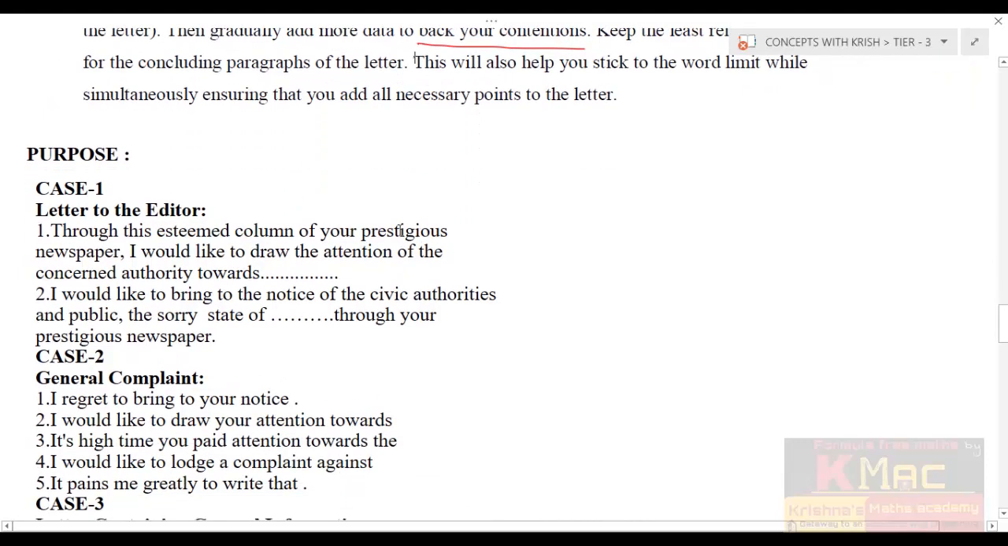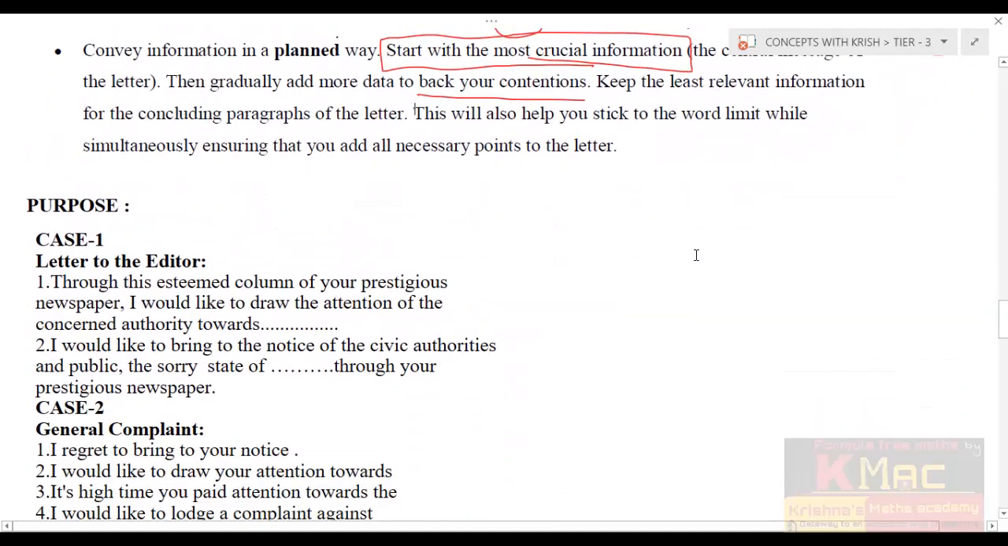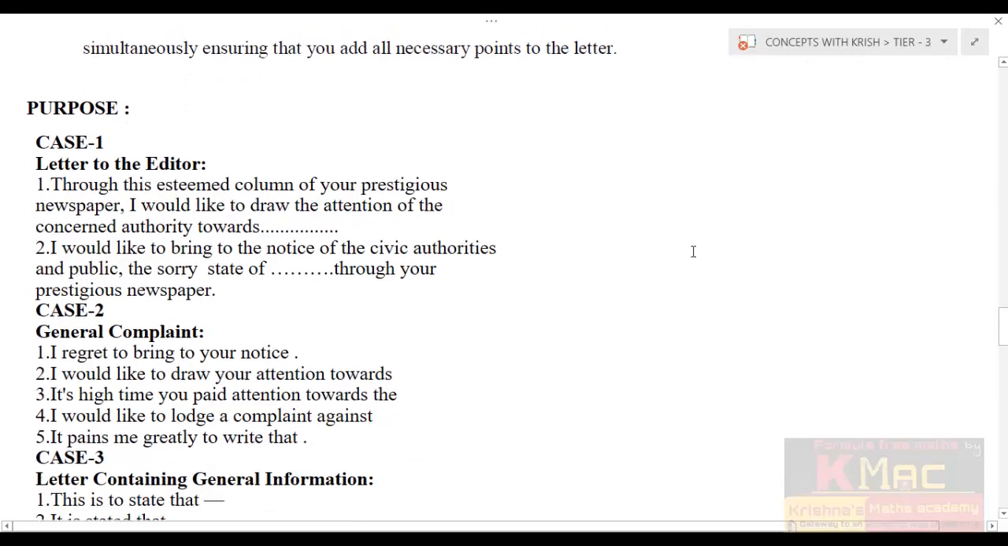Next, as I told you, in the first paragraph you will first brief about yourself: I am Krishna from so and so area. That's it, then you're done. Next, second will be your purpose. So here I am detailing some purposes.